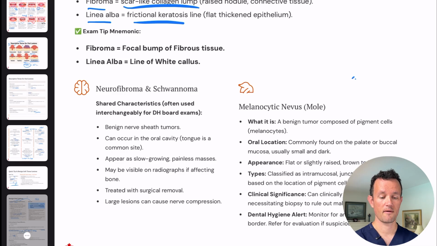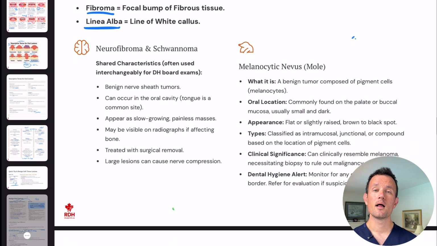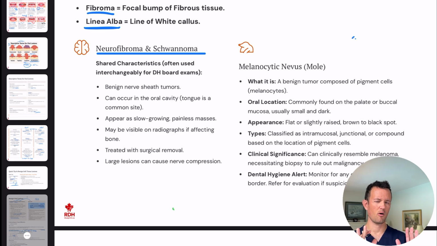Time to talk about fibroma and linea alba. Nope, we just did. Let's talk about neurofibroma and schwannoma. These are basically the same thing for the board exam purposes. They're different, but all you need to know is a nerve has been hurt.